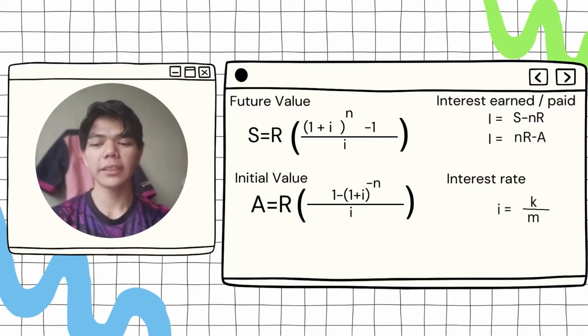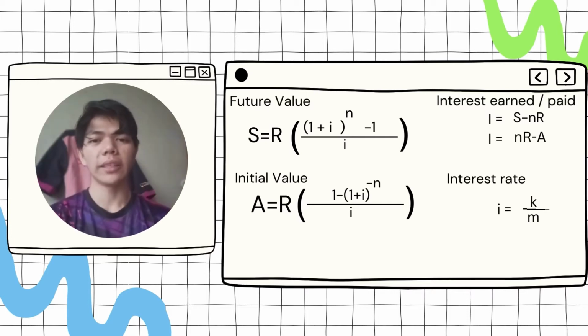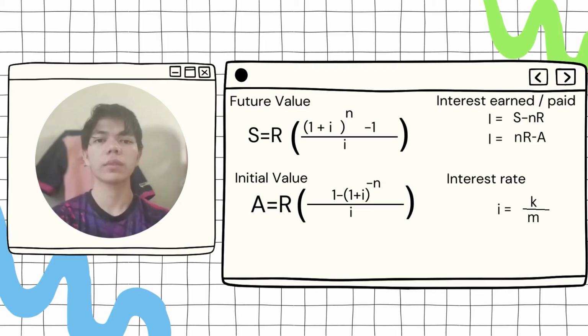Meanwhile, in order to find the initial value or present value, we use the formula A equals R bracket 1 minus bracket 1 plus i close bracket power of negative n, over i, close the bracket. On the other hand, the formula we use to find the interest earned or paid is I equals S minus nR, or I equals nR minus A.